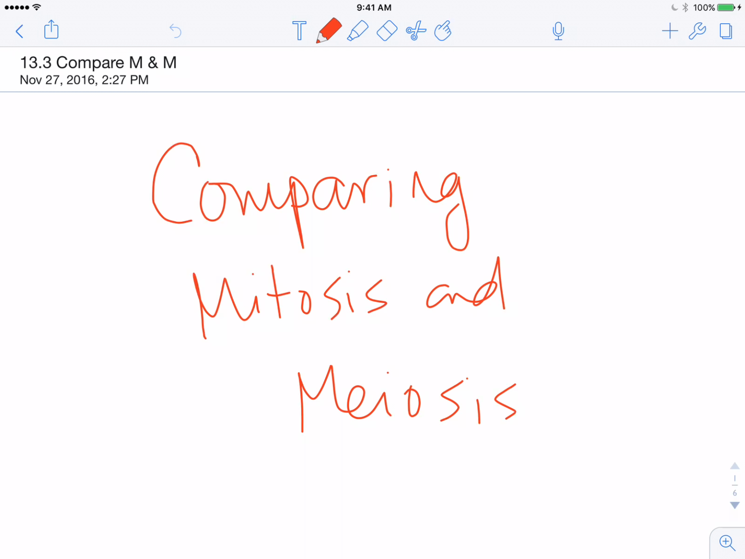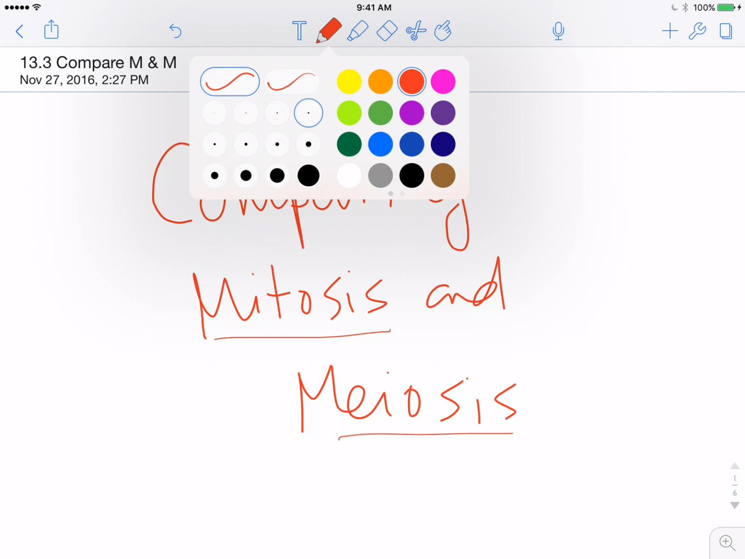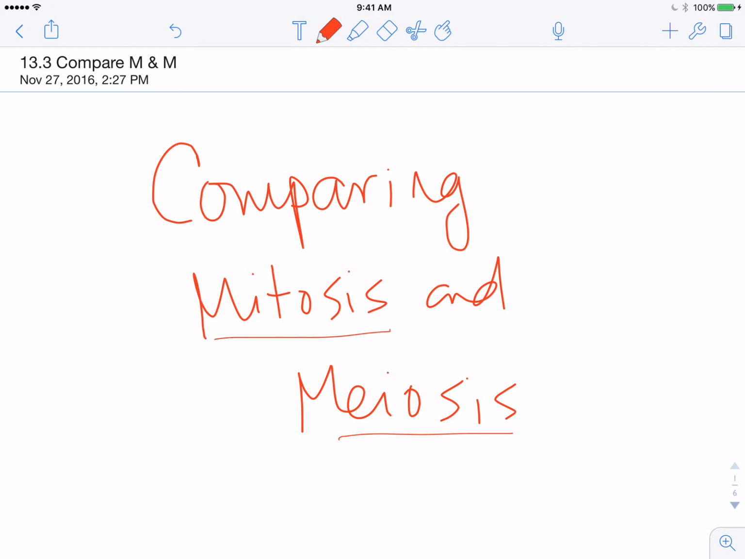In this screencast, we're going to look at comparing the processes of mitosis and meiosis, looking at some similarities and some differences.